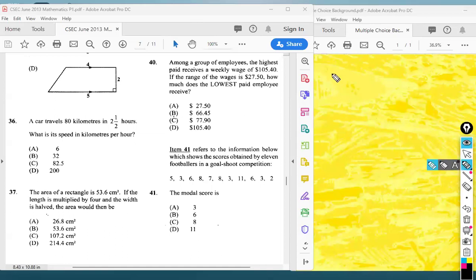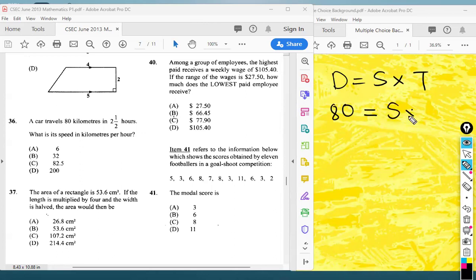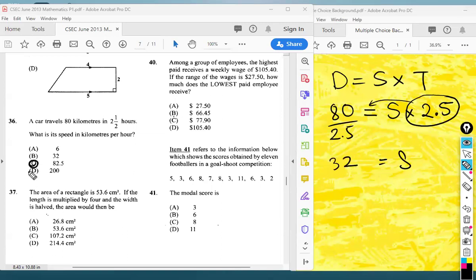Number 36. Distance is speed by time. A car travels 80. All right, so distance is 80. They want us to find the speed, and they gave us the time, which is 2.5. They just want us to find the speed, so we just draw the cross and multiply to get a divide. 80 divided by 2.5, got a nice answer, 32. The answer would be C.